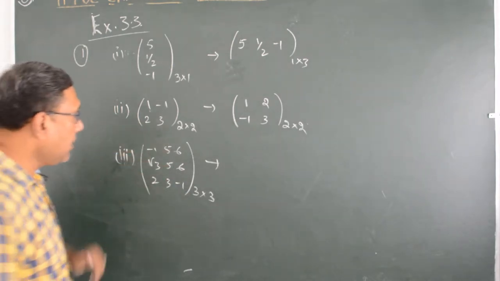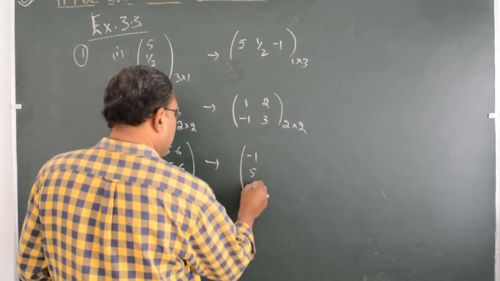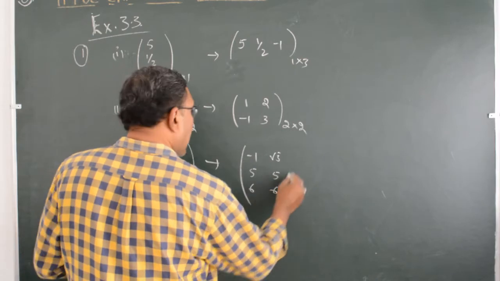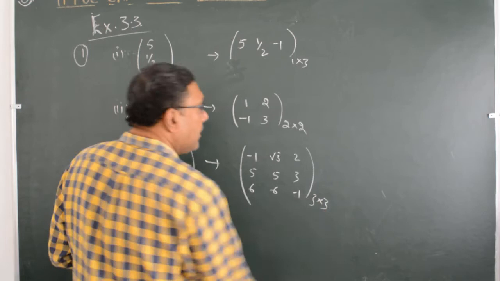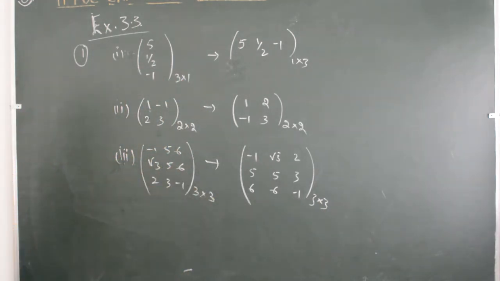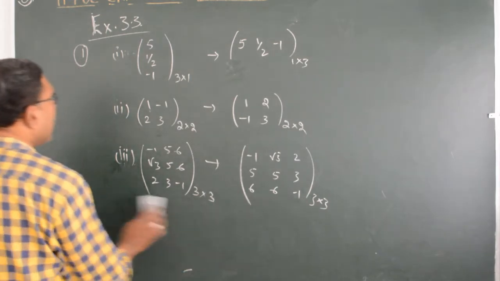Here also, let us change the row into column. Minus 1, I am changing into column. Root 3, 5, 6, and 2, 3, minus 1. This is also a matrix of 3 by 3, a transpose of the given matrix. This is how we do transpose of a matrix.